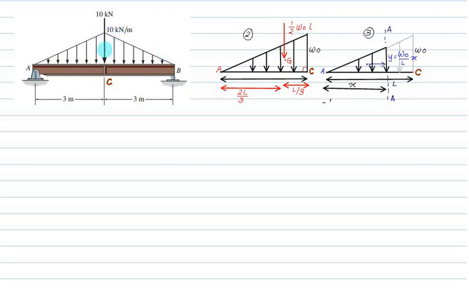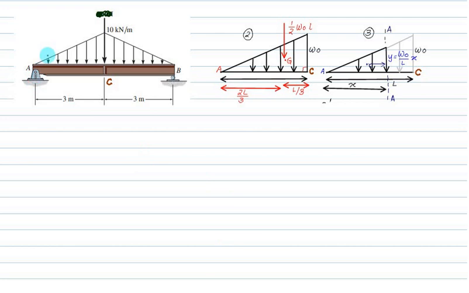This is 10 value, no? 10 into 3 is 30, and half of it is 15 plus 15. 30 plus 10, 40, half of it is 20 and 20. Correct? We will not consider 10 now. We will only consider the two triangular loads.